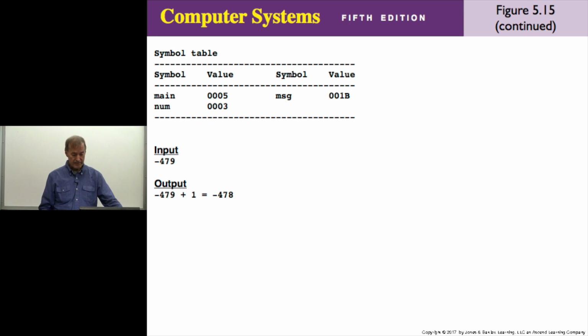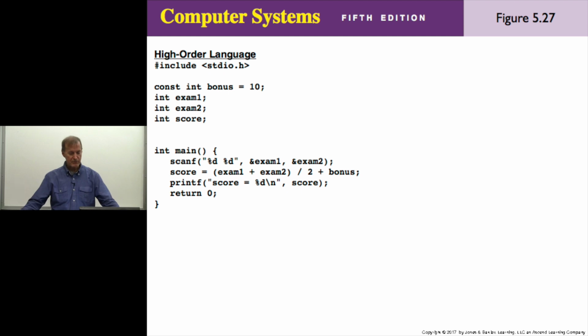So here, you need to know how to translate an assignment statement. This is the kind of code that'll be on there, right? It's how to translate an assignment statement. So here, let's do an example. Figure 5.27 would be a good one to study. Const int bonus equals 10. Int exam1, int exam2, int score. Could you translate this into assembly language? How would you do it?